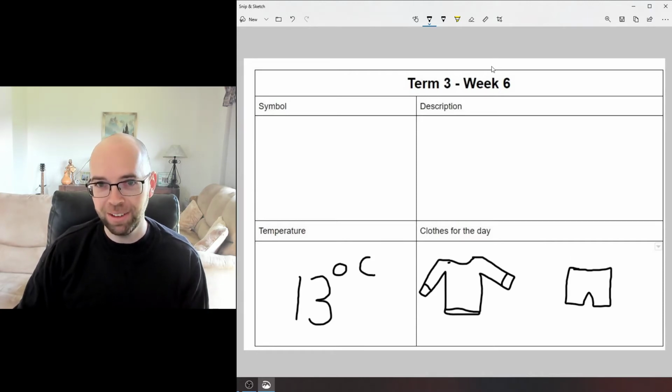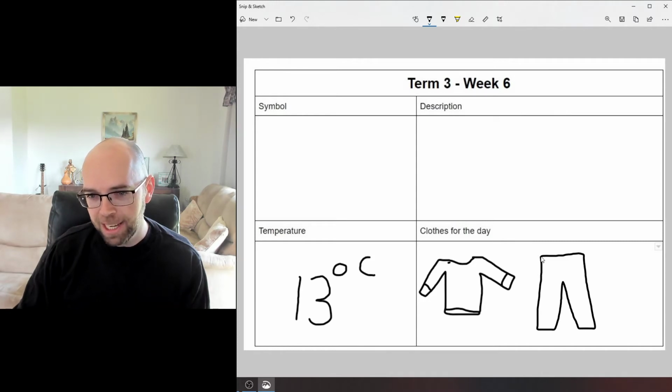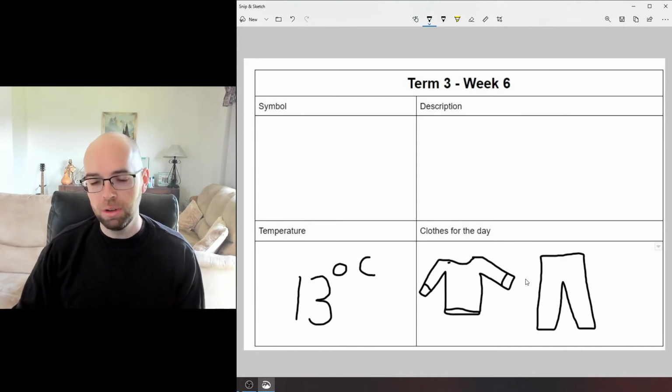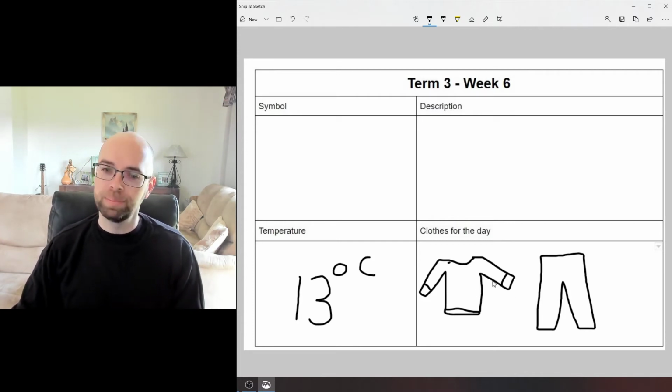No, I don't think so. I think I would be way too cold in shorts. I think I need long pants as well. So I'm going to draw some long pants to help keep me warm. Now it's not freezing. I'm not going to need a beanie or anything like that, or really, really woolly warm clothes, but it is cool.